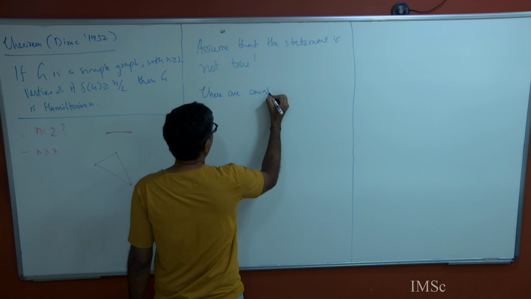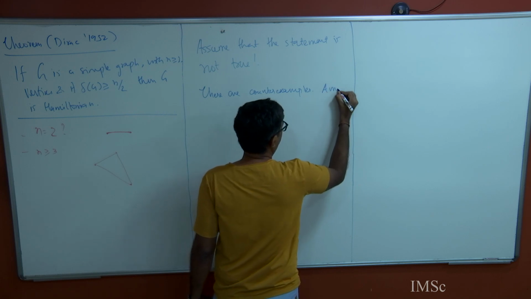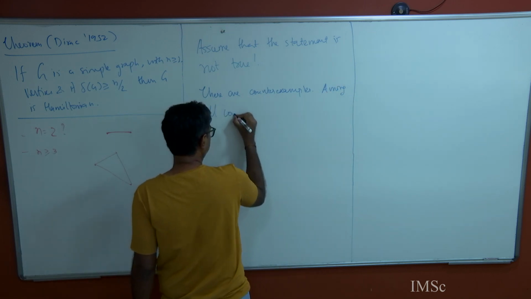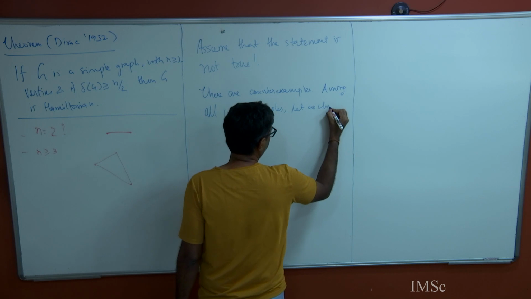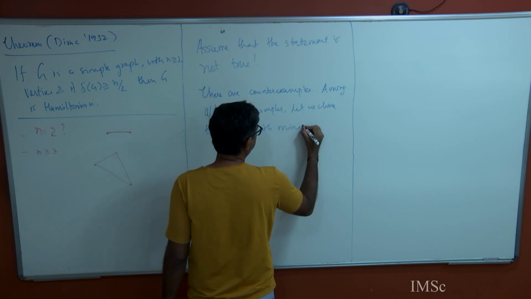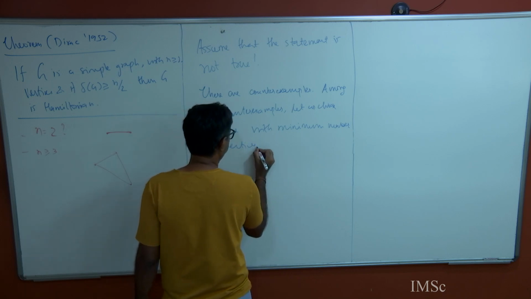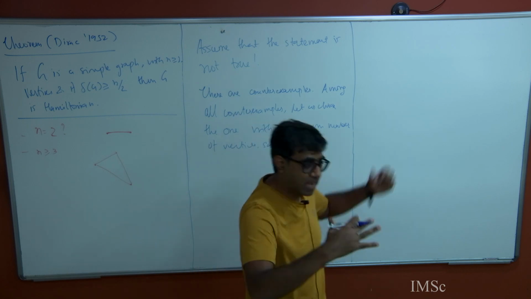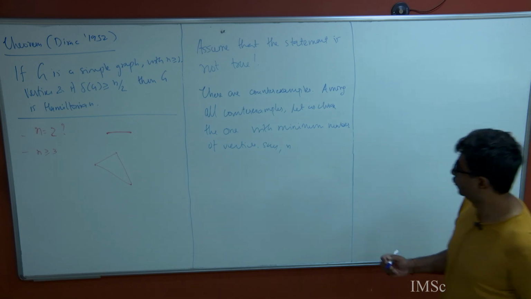It means there are counterexamples. Among all counterexamples, let us choose the one with minimum number of vertices, say n. So there could be many counterexamples. Among all those counterexamples, I am picking the counterexample where the number of vertices is minimum. But there could be many counterexamples of the same size, right? So now this is my first prerequisite.